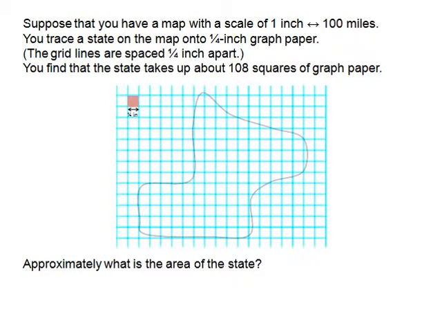Okay, let's see how we can solve this problem. Suppose that you have a map with a scale of 1 inch representing 100 miles. Then you trace a state on the map onto a 1/4 inch graph paper. So the grid lines are a 1/4 inch apart. And suppose you find that the state takes up about 108 squares of graph paper.